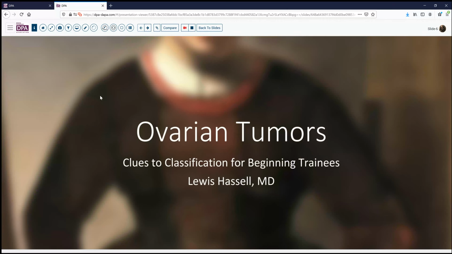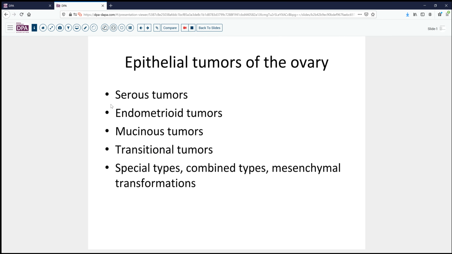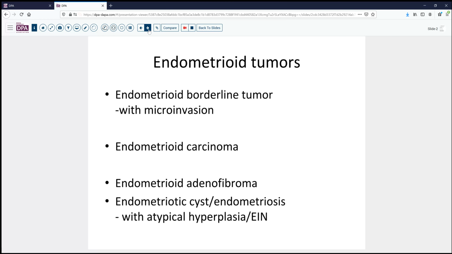Hello, welcome again. Today we're going to be talking about another in our series of clues to classification for beginning trainees dealing with ovarian tumors. This is part 3, and today we're going to be focusing on the endometrioid tumors as well as transitional tumors, and we'll touch on clear cell as well. So we've covered in part 1 the serous tumors, in part 2 the mucinous tumors, and today we're going to try to wrap up the rest of these common epithelial tumors.